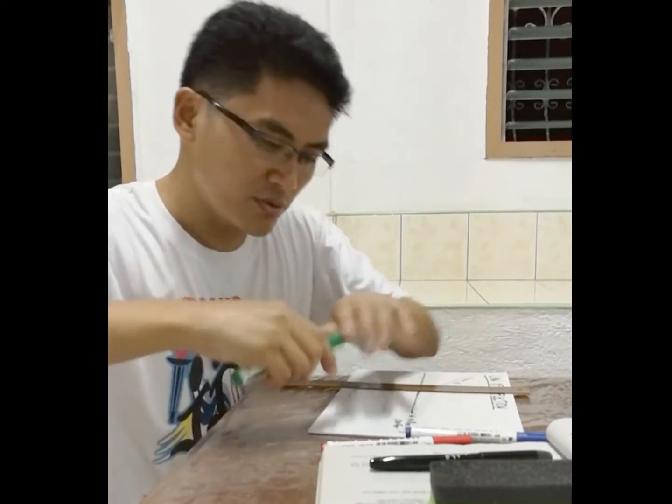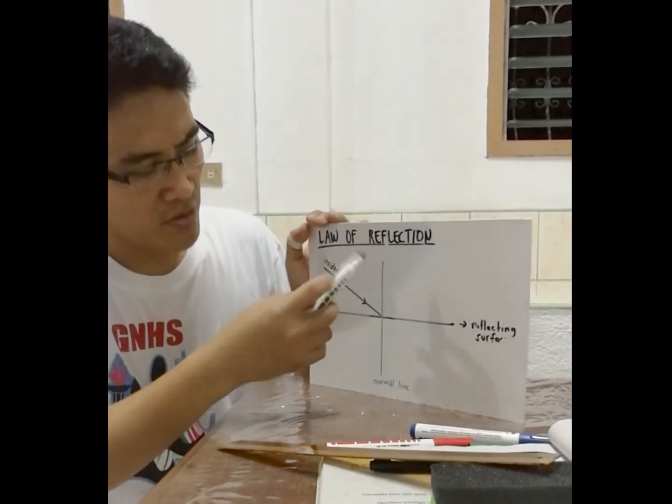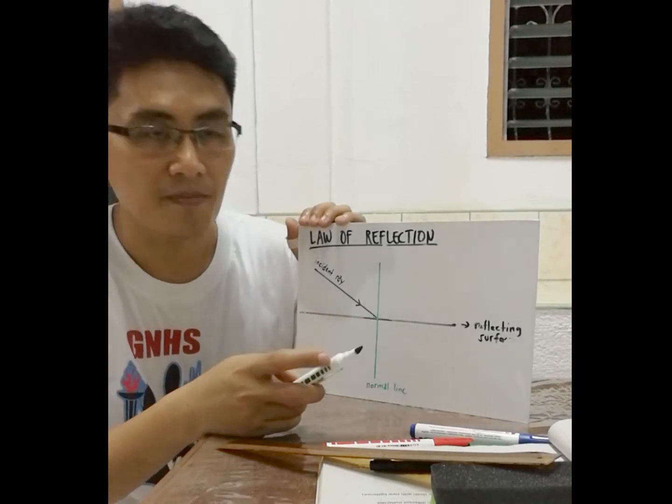When you do this, you have to make sure that it is exactly 90 degrees with the reflecting surface. Okay, so this is your normal line. So if you notice, it's exactly 90 degrees with the reflecting surface.